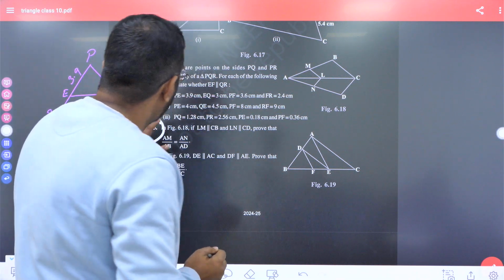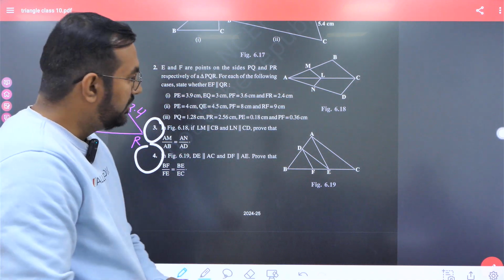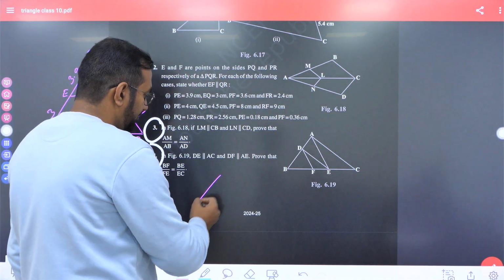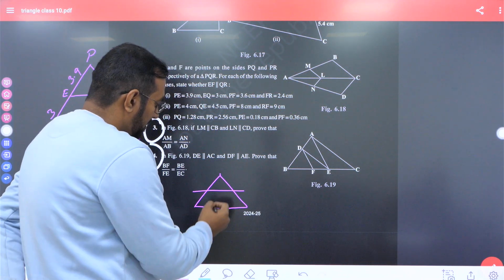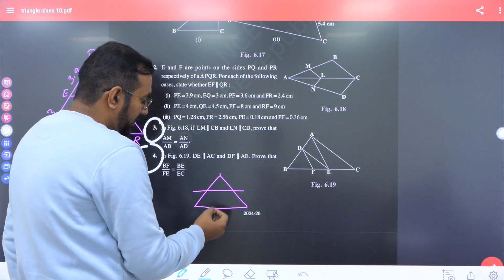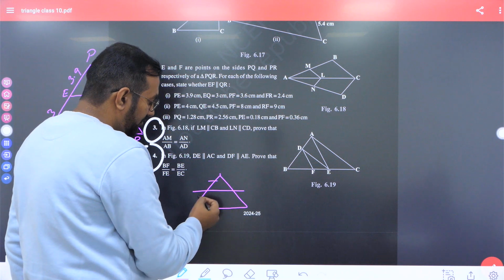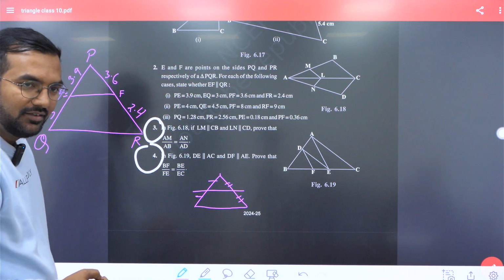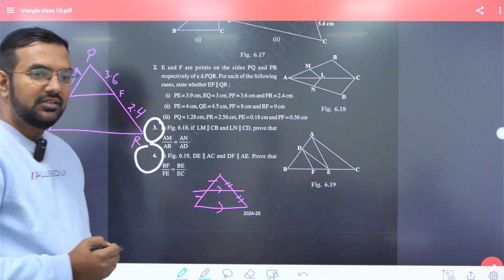So remember the converse of Theorem 6.1, the converse of BPT. What is the converse of BPT? It says if there is a line dividing two sides of a triangle, and if the ratio of this and this is equal to the ratio of this and this, then this line is parallel to this.